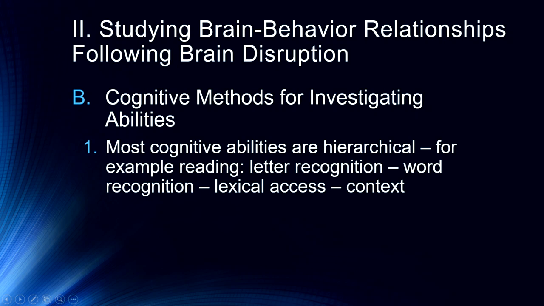So most cognitive abilities we'll talk about are often what we call hierarchical. For example, if I'm investigating your inability to read, so let's say you have acquired alexia, which is an inability to read, we're going to want to know where along the hierarchy or along the pathway that is. So if you have disruptions in letter recognition, you're never going to be able to read because you won't be able to recognize letters, put words together, or access the lexical component, or use the context of that lexical component to recognize a word.